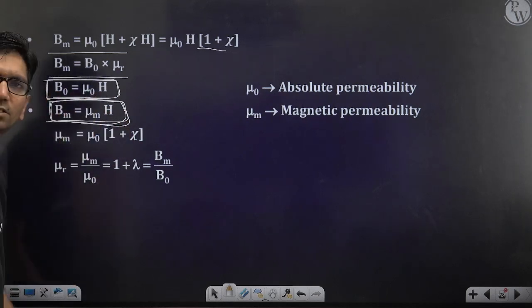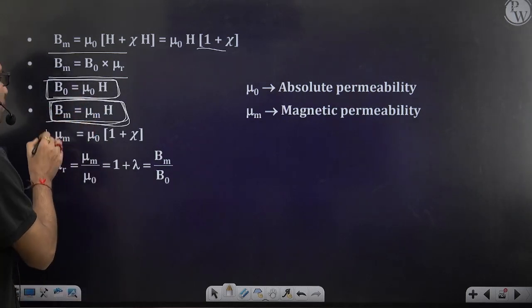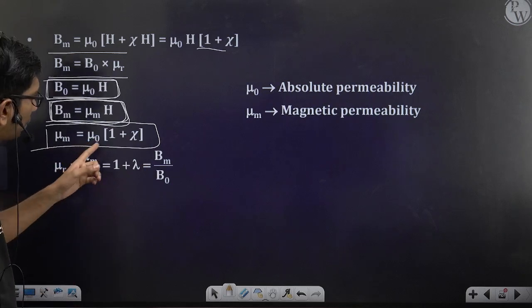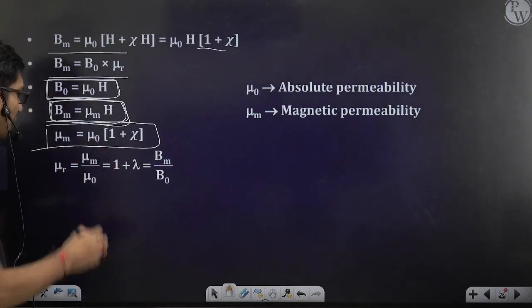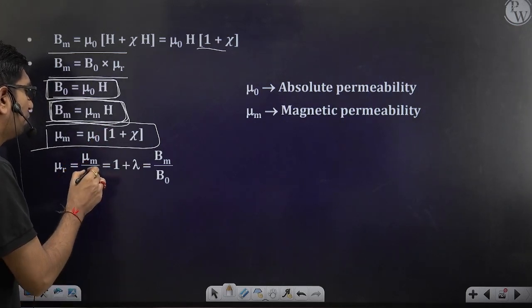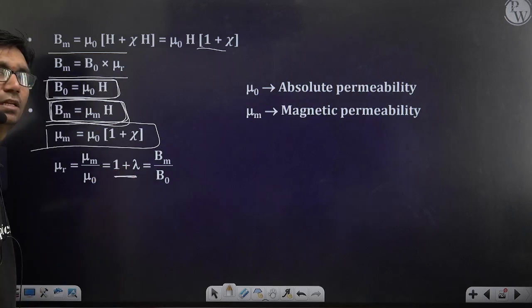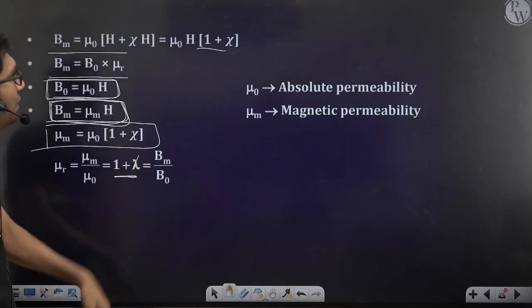This is what? In free space. If a medium is present, we get this: mu m is equal to mu naught into (1 plus zeta). So mu r equals mu m by mu naught. And what is mu m by mu naught? It is 1 plus zeta, that is, Bm by B naught.